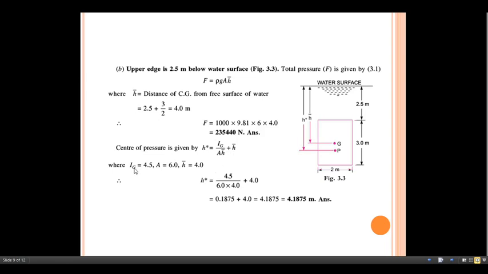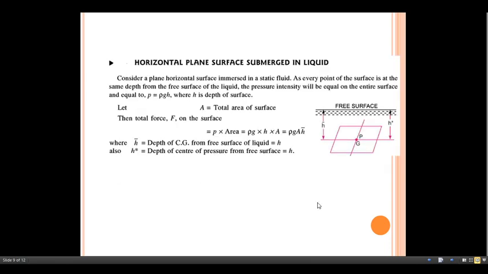The value for the Ig will remain as it is. The value of area also remains as it is. Only change will occur in h bar. So substitute all the values and get the value for the h star. H star equals, after calculation, 4.1875 meter. Hope this problem is clear to you.